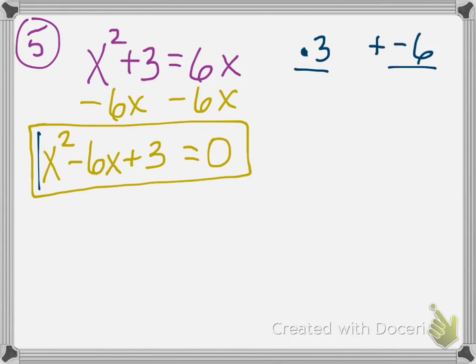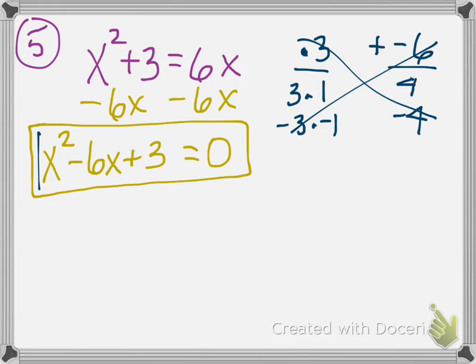Multiplies to 3 is only 3 times 1, or negative 3 times negative 1. Well, when I add 3 and 1, I get 4. And when I do negative 3 and negative 1, I get negative 4. There's no other possibilities that multiply to 3. And since none of the possibilities that do multiply to 3 add to negative 6, this cannot be factored, which means, dun dun dun, quadratic formula.